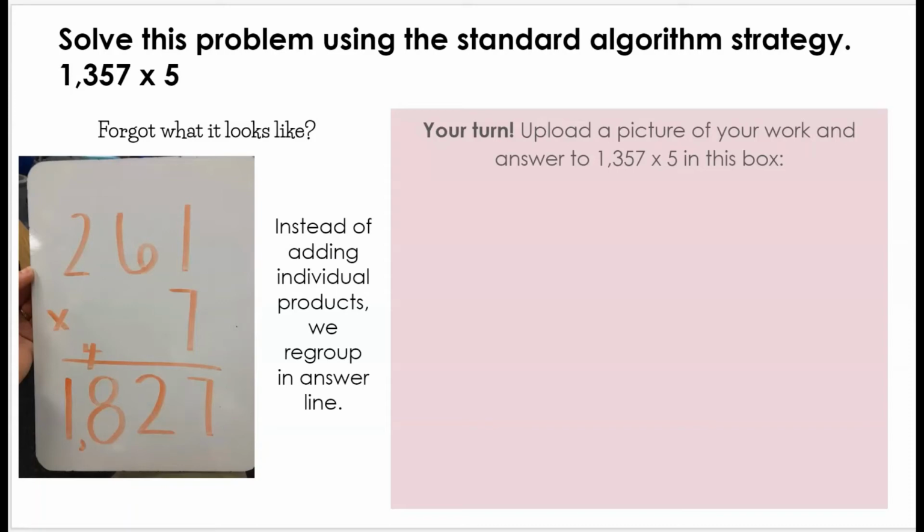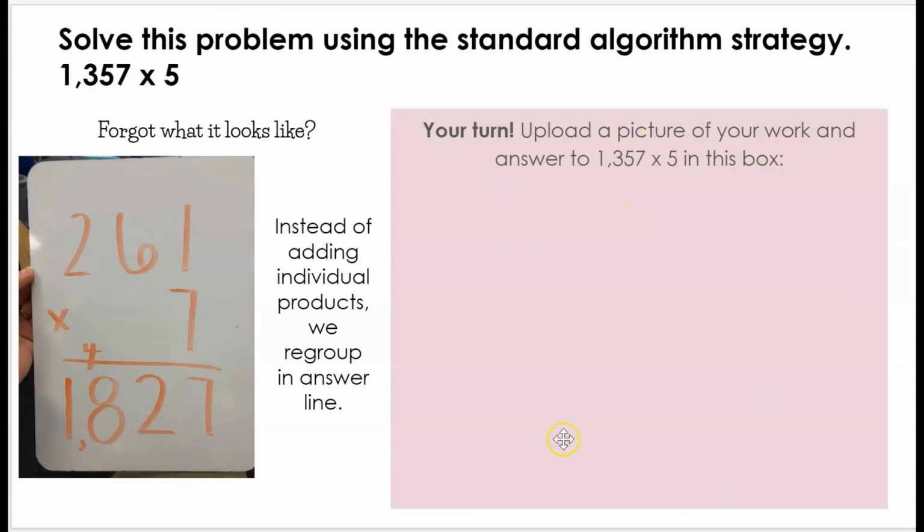But instead of adding each partial product together, we're going to regroup one number at a time on the same line. 7 times 1 is 7. 7 times 6 is 42. I leave the 2 ones and I carry over the 4 into the hundreds place. 7 times 2 is 14 plus 4 more equals 18. So then my total answer would be 1,827. So your third task in your review today is solving 1,357 times 5 using this standard algorithm strategy.